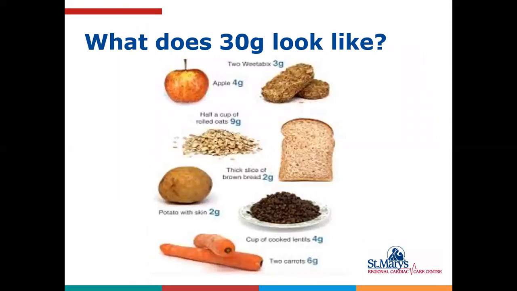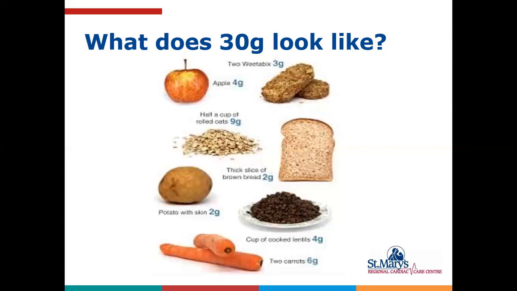Well, there are a number of different pictures up here, and you can see that 2 Weetabix biscuits have 3 grams of fiber. An apple or a medium-sized whole fruit has about 4 grams of fiber. If you were to take half a cup of rolled oats, like we saw on the previous slide, that would contain about 9 grams of fiber. A slice of whole grain bread has at least 2 grams of fiber, with some breads having up to 4 to 6 grams per slice. A potato with the skin has 2 grams, and 1 cup of cooked lentils has about 4 grams. And a couple of medium-sized carrots, we've thought about 6 grams.